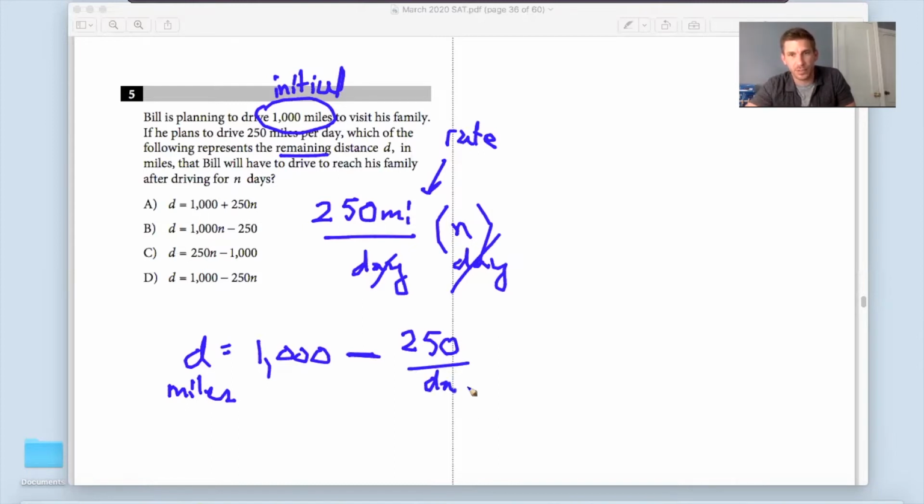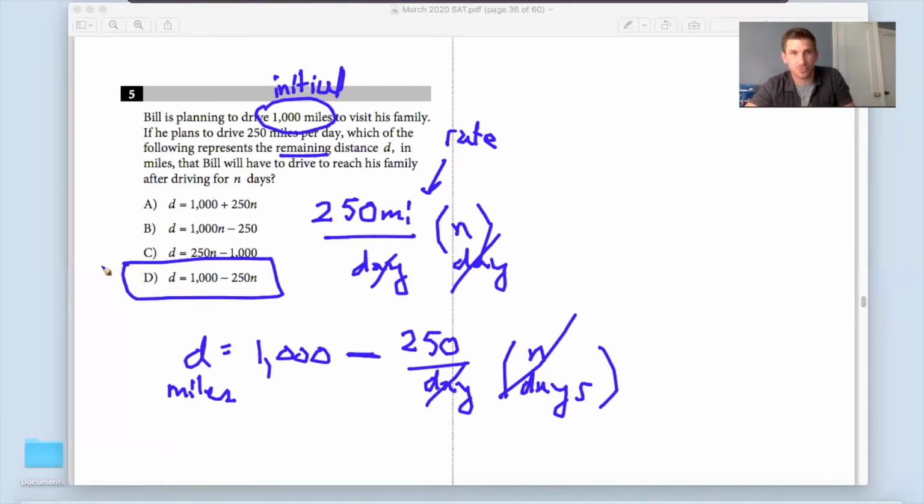So I could even put it like this. And then I'm going to times n days like this. And then these will cancel. So D is going to be my best answer choice, right? Based off of what my initial is, and then lining up my units in terms of what the rate is. So 5 is going to be D.